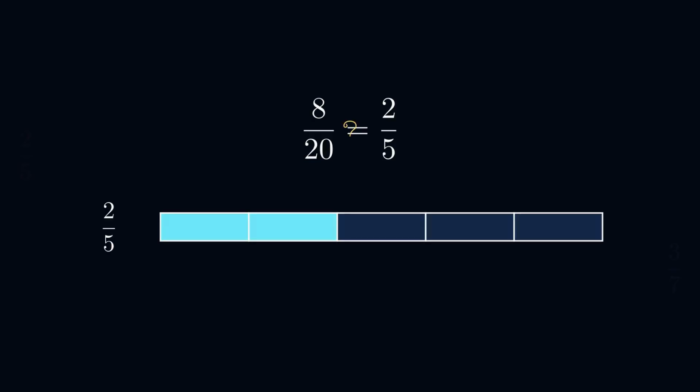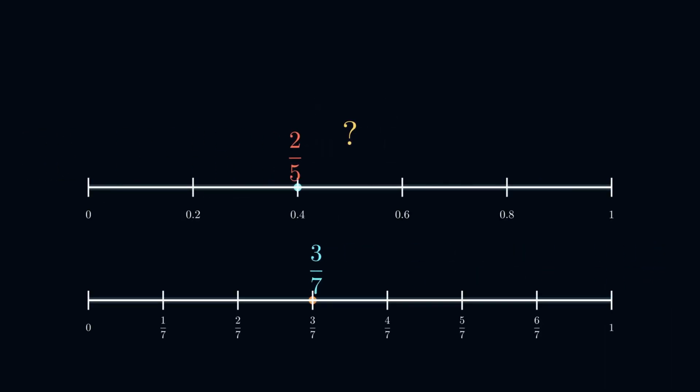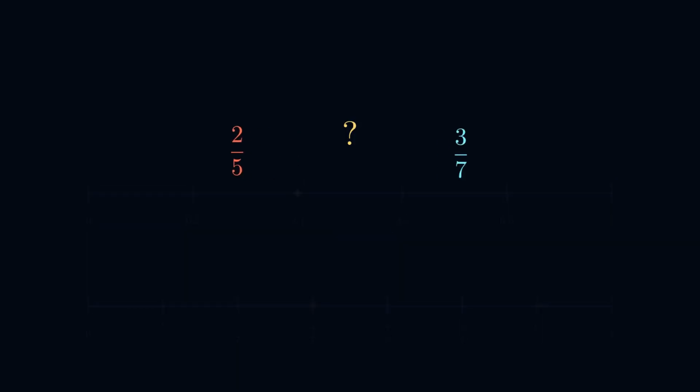Now we compare 2/5 and 3/7. At first, they are difficult to compare directly. 5ths and 7ths split the whole in different ways, so we make the comparison fair. We use a common denominator. For 2/5, we multiply by 7. 2 times 7 gives 14. 5 times 7 gives 35.